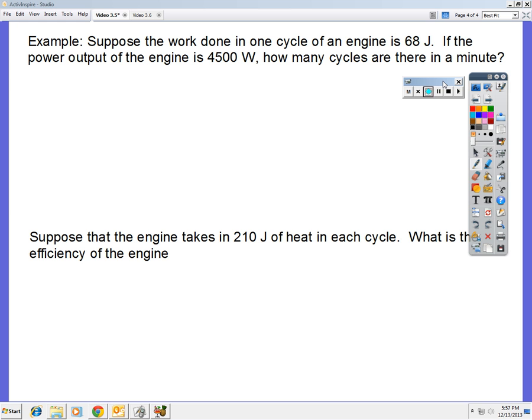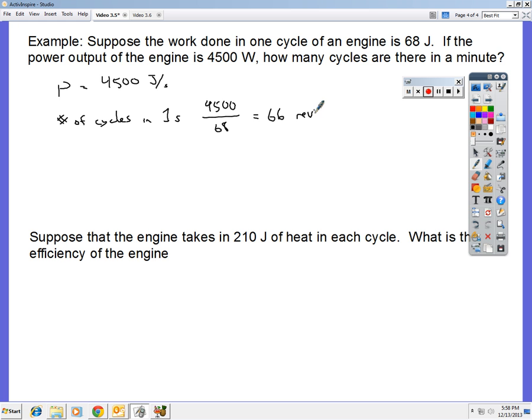So 1 watt is 1 joule per second, and so power is 4,500 joules per second. And in order to get 4,500 joules, we need a certain number of cycles in 1 second, and that's going to be 4,500 joules divided by the number of joules in each cycle, which is 68.